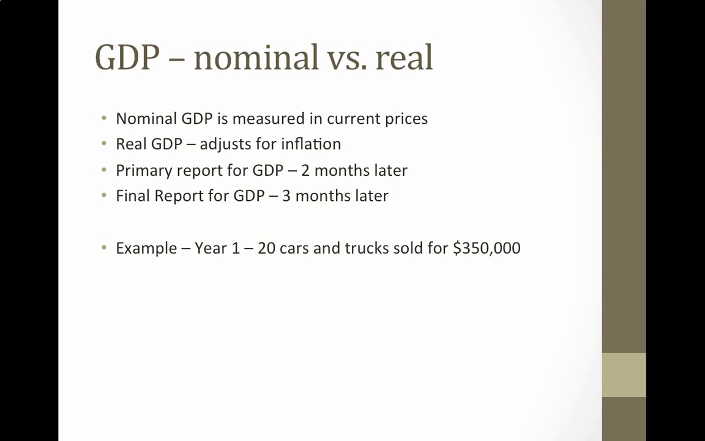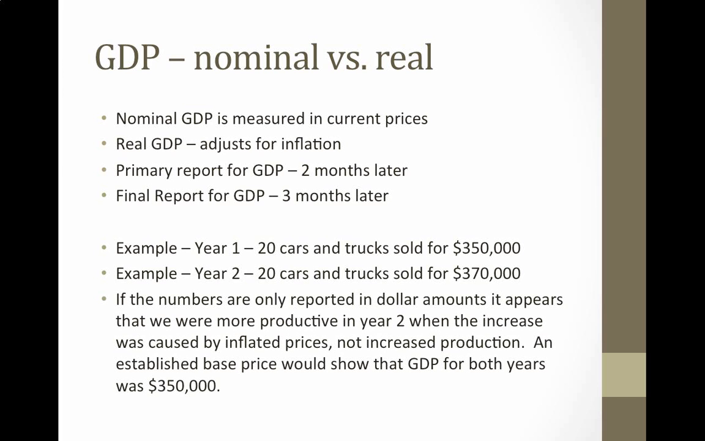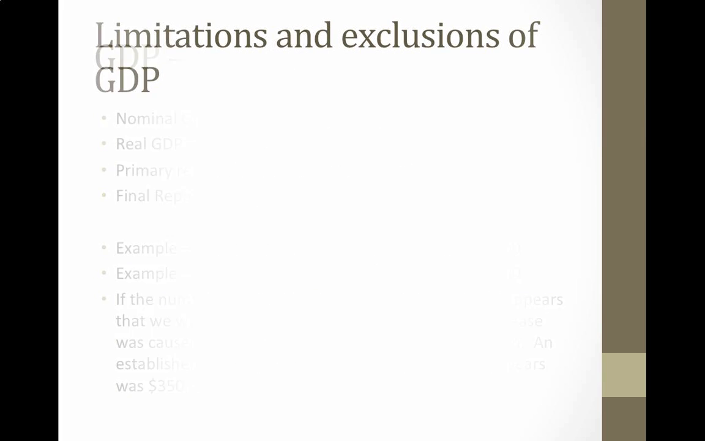And we have an example here. If in year one we sell 20 cars and trucks for $350,000, and in year two we sell the same exact cars and trucks, but we're able to sell them and report in gross domestic product $370,000. If you were just looking at the dollar amount, you may think that we were actually more productive, but in essence the only thing that's happened here is that we sold them for a higher price. So if we adjusted that $370,000, we'd have to adjust it to the same price as year one, $350,000. So gross domestic product would actually be the same for both years.